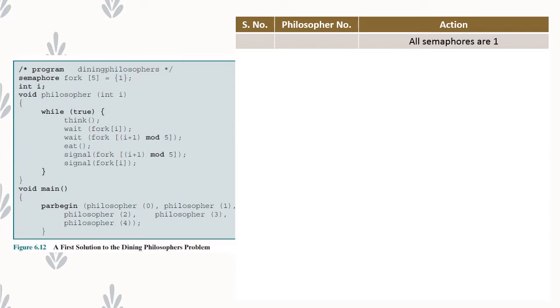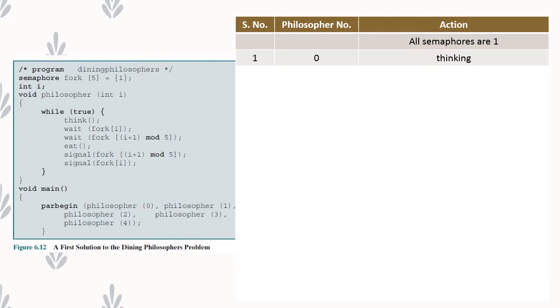Now let us do a parallel trace of the same code that we just saw. When we start, all semaphores are 1. What I'm trying to say is fork 0, fork 1, fork 2, fork 3, fork 4. All of them are 1.